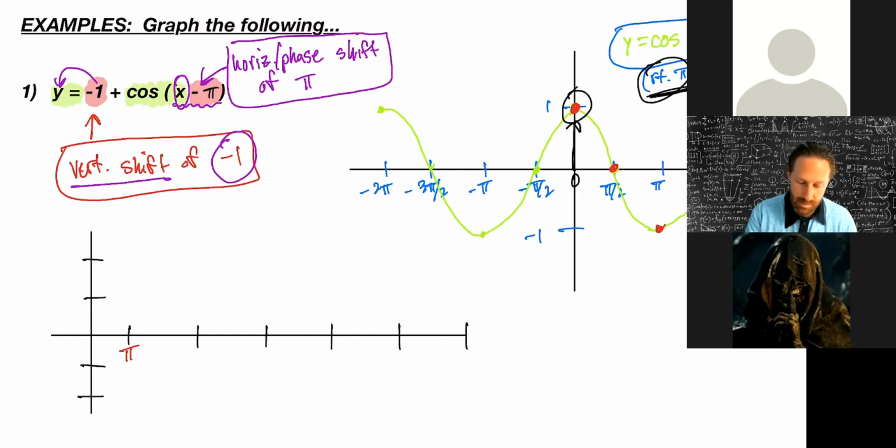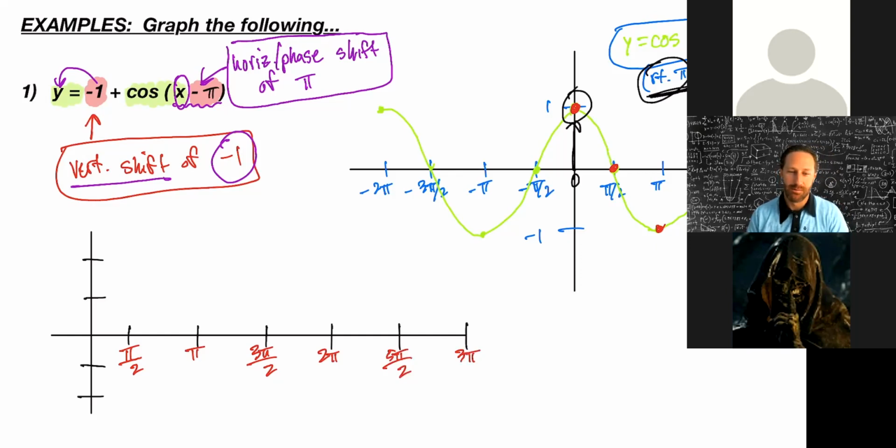So maybe I'll just keep the way that I have it over here and just keep adding a few more. So I got my pi over 2, 2 pi over 2, 3 pi over 2, 4 pi over 2. What would be the next one? 5 pi over 2. What would be the next one? 3 pi. Very good. 6 pi over 2, which would be 3 pi.